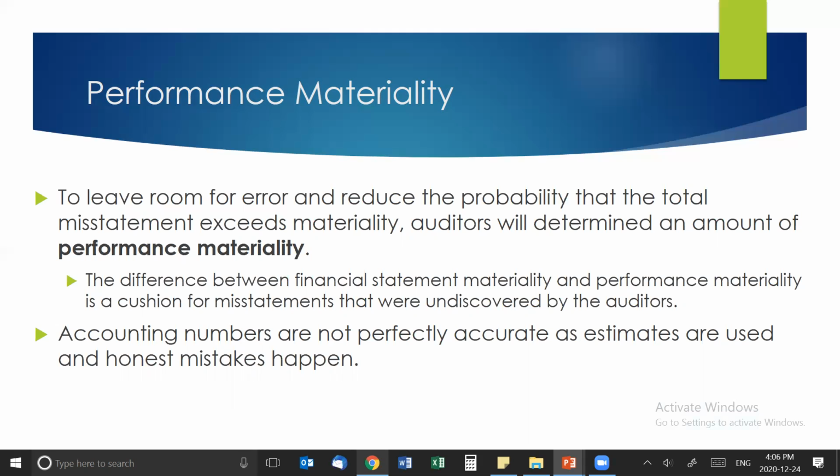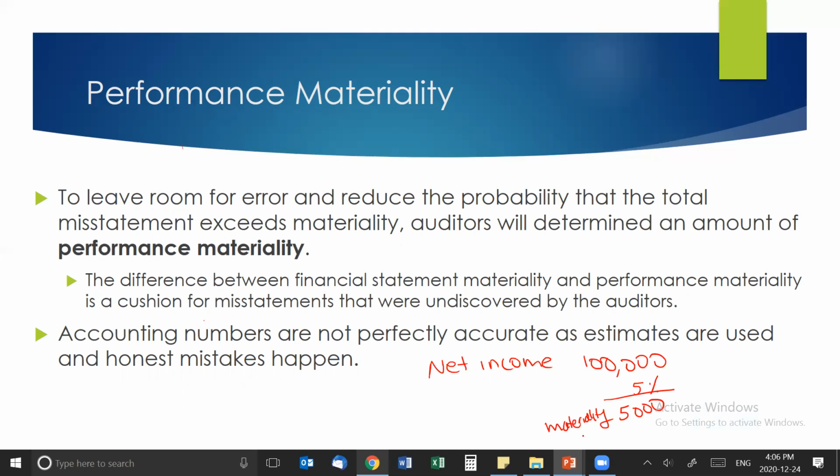Okay, so if we decided that net income is going to be what we're going to use for our materiality, and net income is 100,000, and we decided we're going to use 5% as our materiality number, our materiality is going to be 5,000. So this is our materiality.